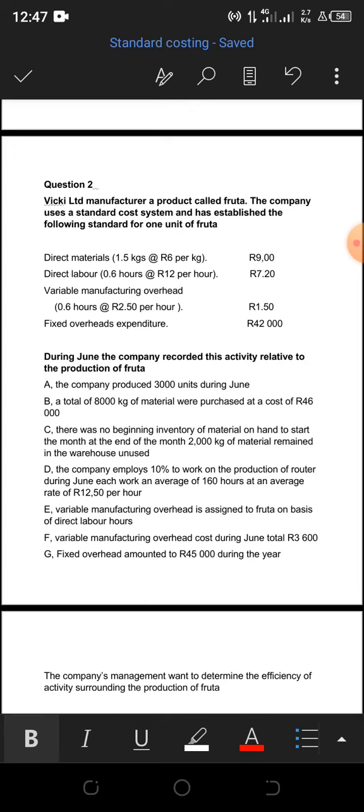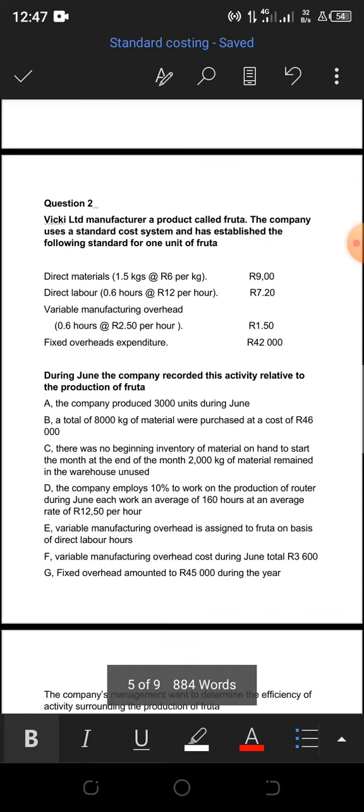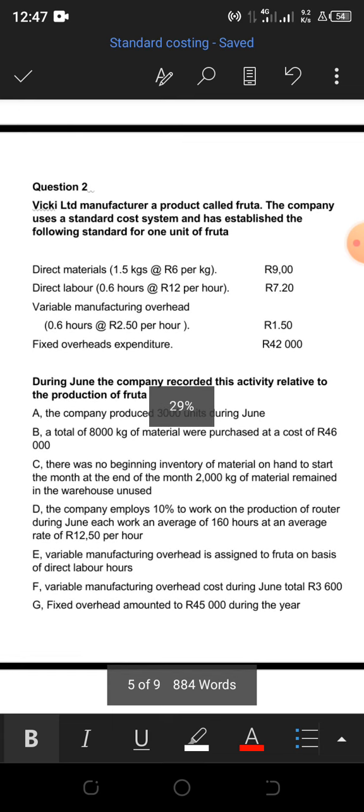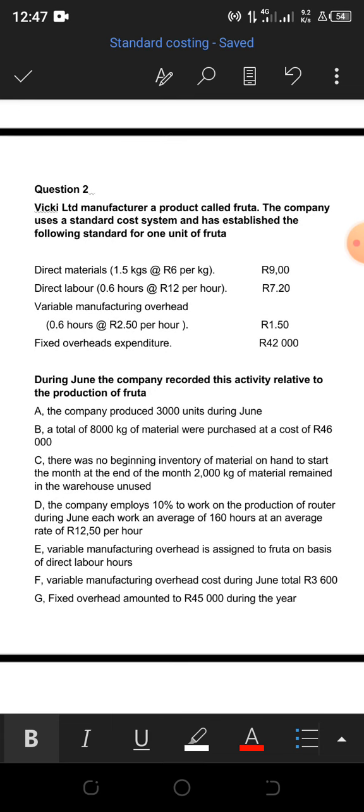However, it's not only that. Under this question, you must also be able to interpret your answers. Okay, so today I come with another lesson, which is going to be very short. So it's question 2. VK Ltd manufacture a product which is called fruta. The company uses standard cost system and has established the following standard for 1 unit of fruta.